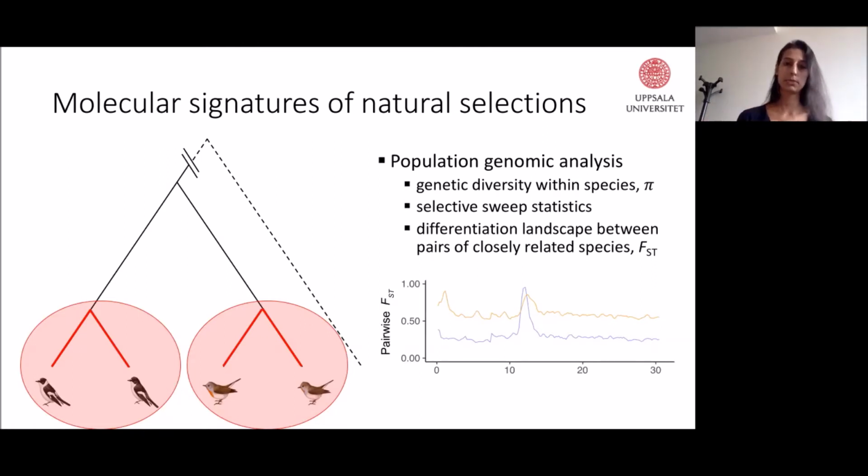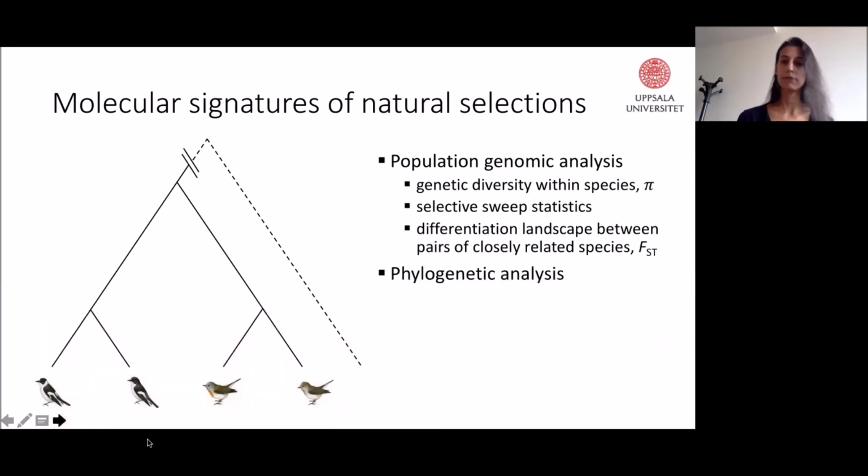In addition to population genomic analysis, we also have phylogenetic analysis. Phylogenetic analysis, we usually apply to distantly related species, so we cannot apply it to the data set that I'm showing here, but we could apply it to the comparison of more distant species. So I've taken away 2 of the species, and then we need to add at least 1 outgroup or several outgroups to get lineage-specific estimates in the different remaining species.